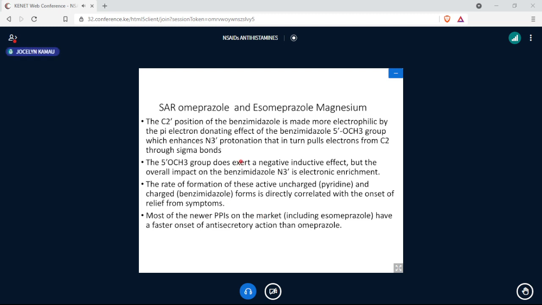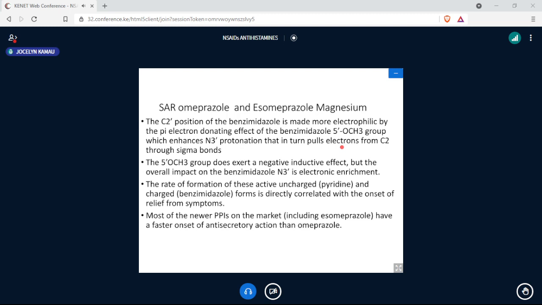Carbon 2' position of the benzimidazole is made more electrophilic by the pi electron donating effect of the benzimidazole. Remember, this 5' methoxy group, again in both esomeprazole and omeprazole, pushes electrons into the system. That increases the nucleophilicity of the benzimidazole nitrogen, which is nitrogen 3, as we have already discussed, which enhances the N3 protonation. That in turn pulls electrons from the carbon 2'. Remember, that's prime through sigma bonds. This again we have explained.